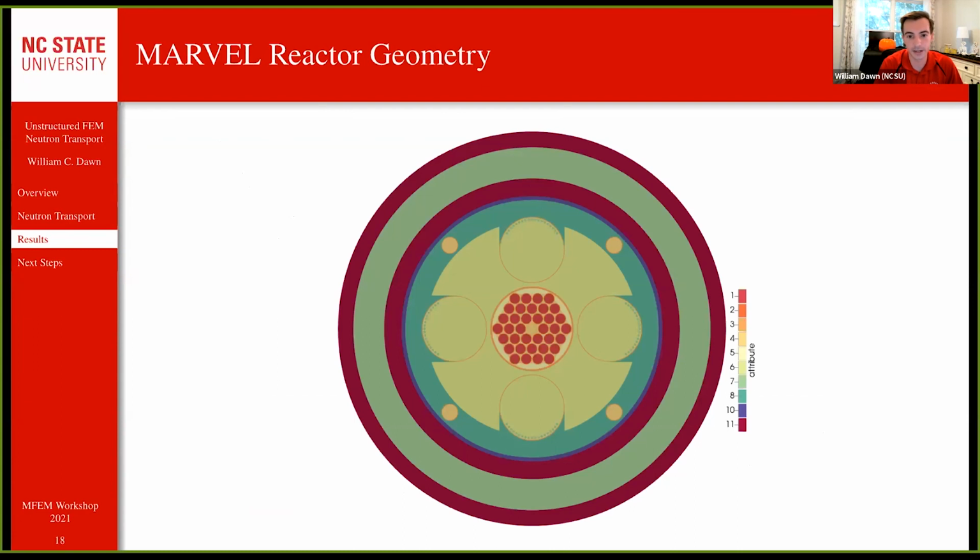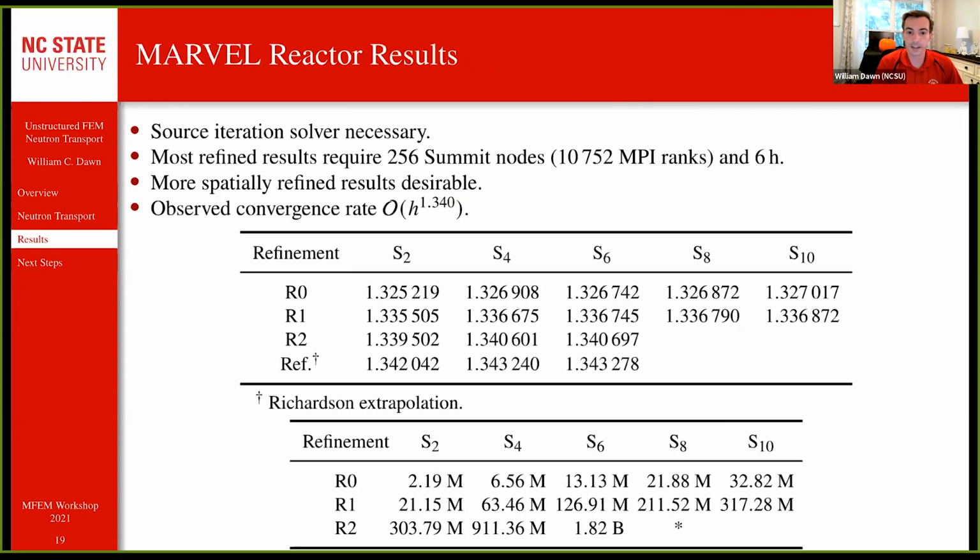There's a fuel region in the center. And then there's this region where we have these drums that can rotate to bring neutron absorbing material closer or farther from the core. So this is what it looks like.